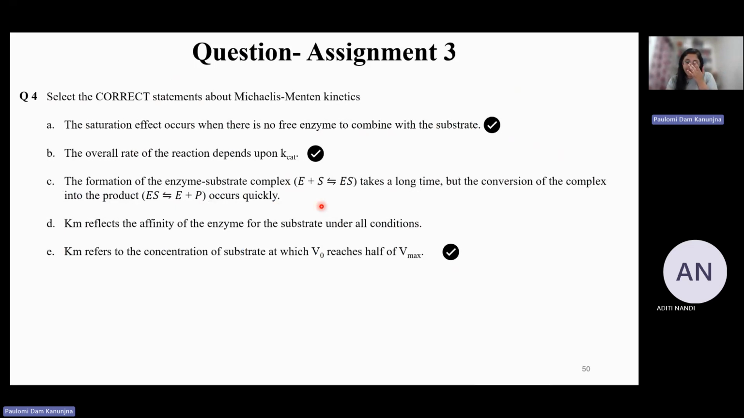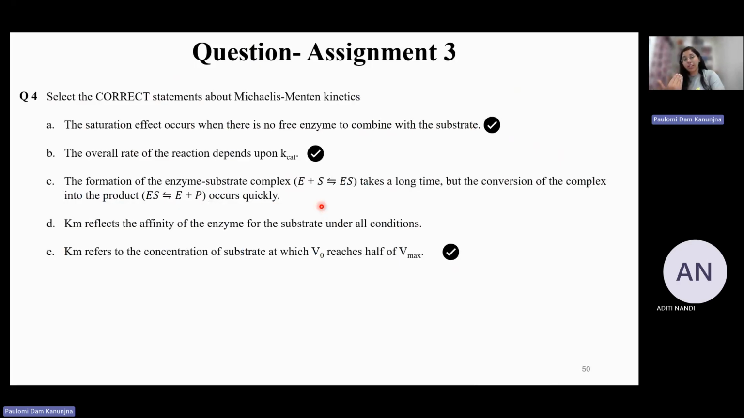Remember this, right? D is, Km reflects the affinity of the enzyme for substrate under all conditions. This is incorrect. What is correct is the next one. Km is actually the concentration of the substrate at which V naught reaches half of Vmax. The data we know from the curve already. While D says that it is the affinity of the enzyme under all conditions, that is incorrect. It is an apparent constant, and it is related to affinity, yes, but not under all the conditions. That is a very over generalization, which is not correct, right?